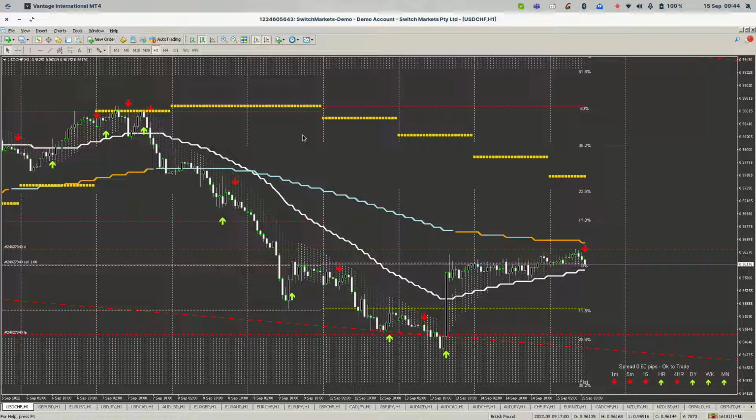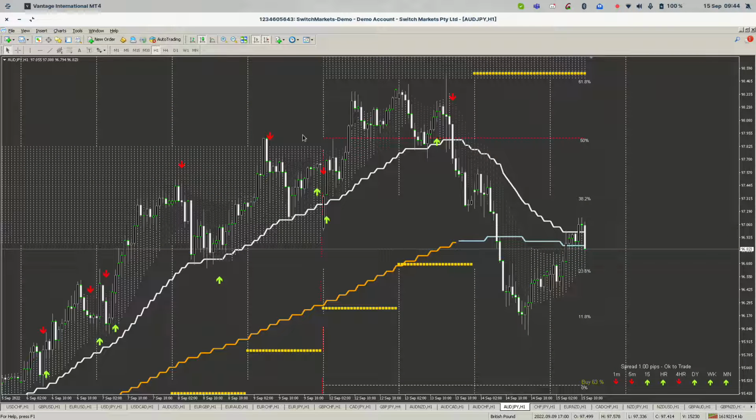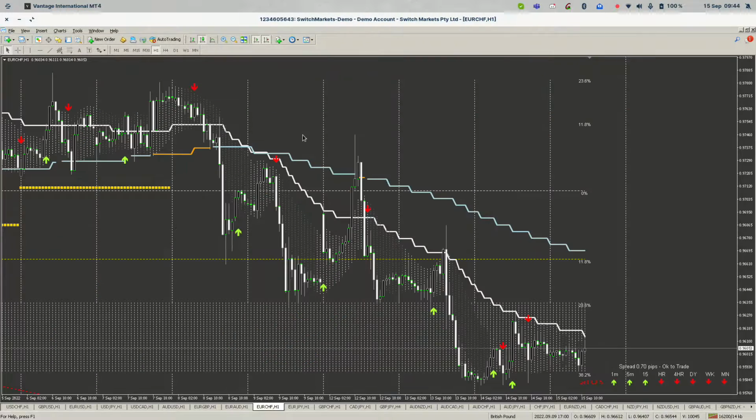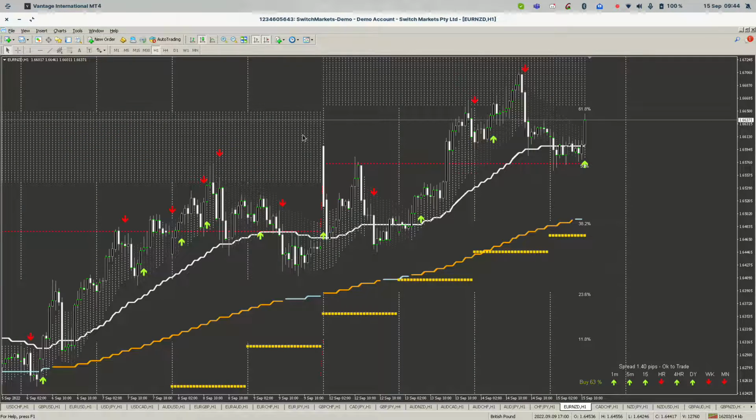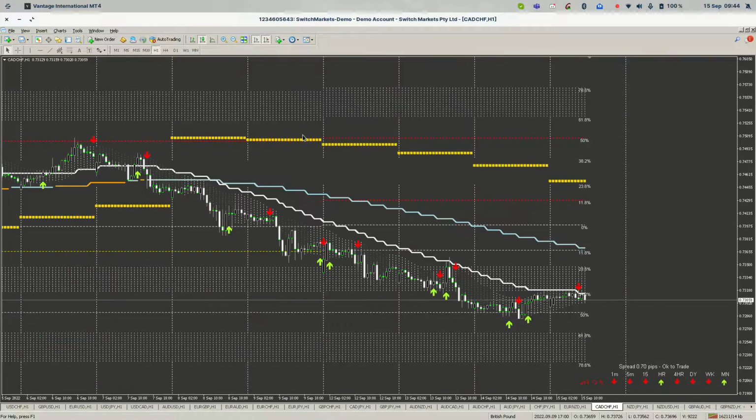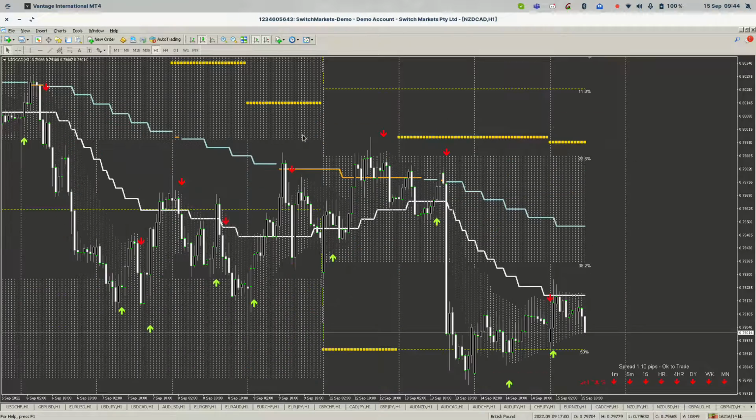I'm going to go through the Hurricane Forex trading system again because I've got quite a few trades on this morning. So I'm going to start off by evaluating trades and showing you where we go with them, because there are quite a lot of signals, and so I have got quite a lot of trades running.